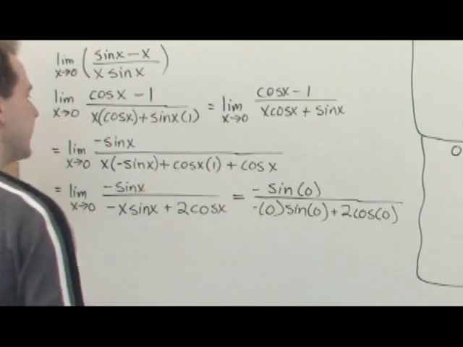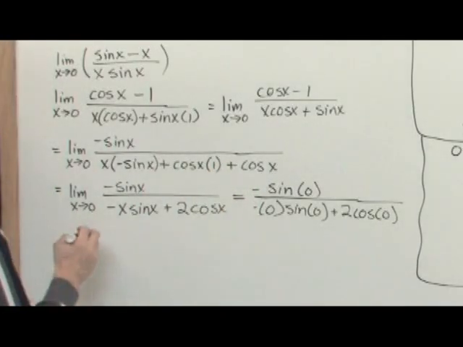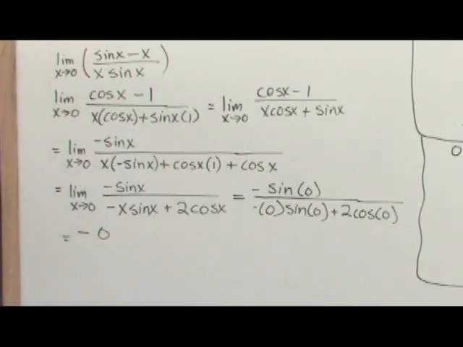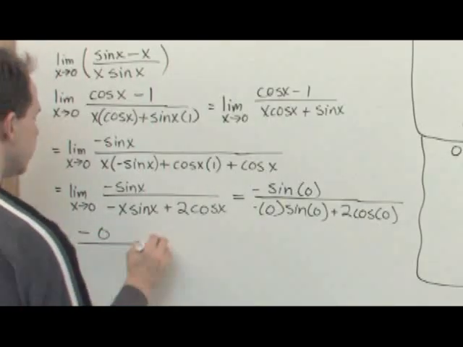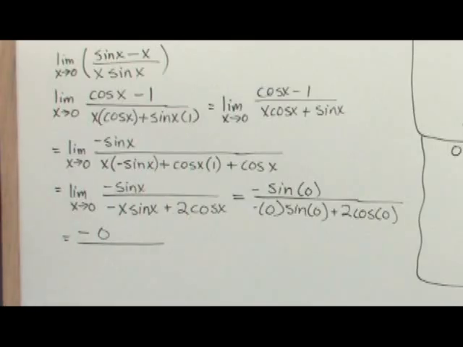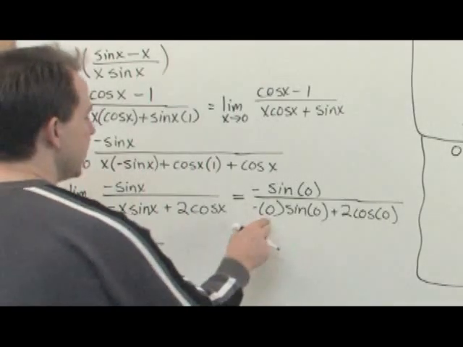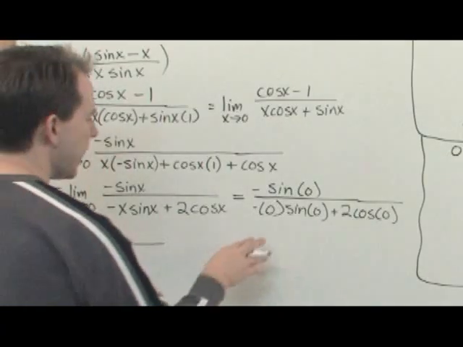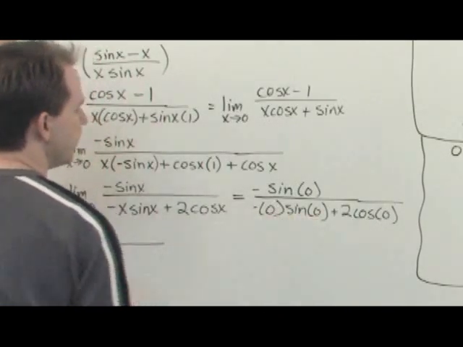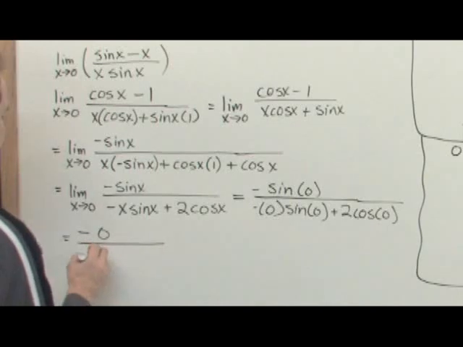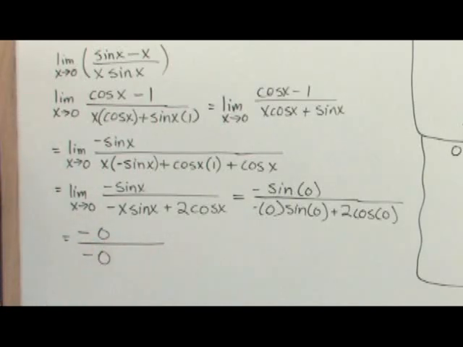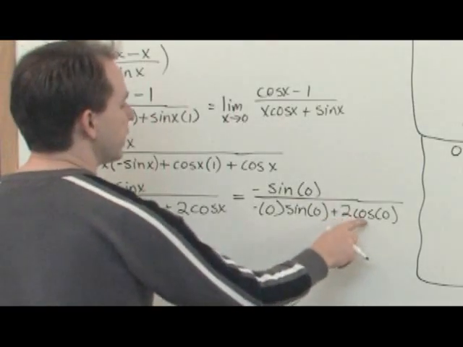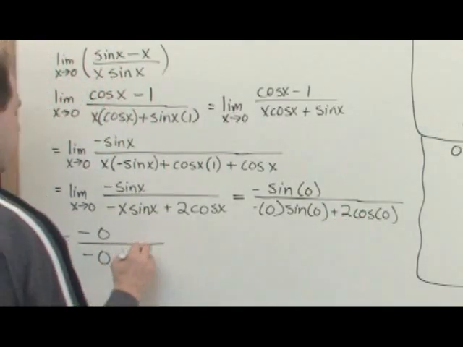On the top, sine of 0 is 0, so you'll have negative 0. Now there really is no such thing as negative 0. I'm just carrying the negative along just for grins at this point, okay? So you have negative 0, and on the bottom you'll have 0 times sine of 0, which is also 0. So again, you'll have negative 0, and again, I'm carrying it along for grins at this point, plus 2 times cosine 0. Cosine 0 is 1, so you'll have 2.